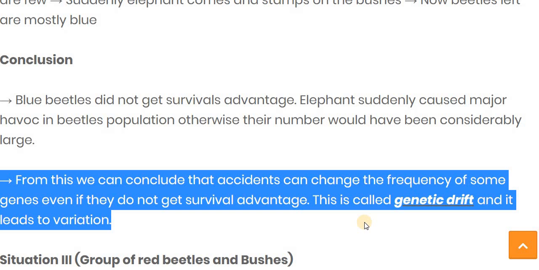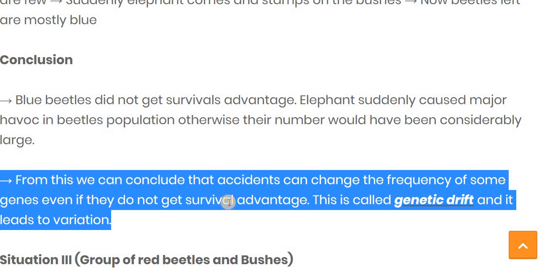If asked what genetic drift is, it is a sudden change in frequency that is not due to survival purpose, but happens accidentally. This kind of change, this kind of variation, we can consider as genetic drift. From this, we can conclude that an accident can change the frequency of some of the genes. Here we can see now only the blue beetle is left. Even if they do not get a survival advantage, this is called genetic drift and it leads to variation.